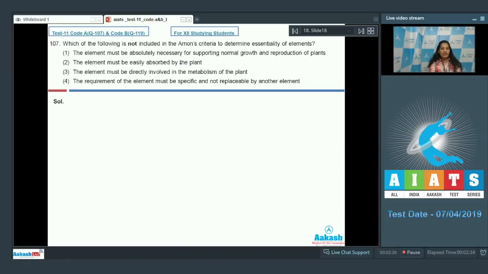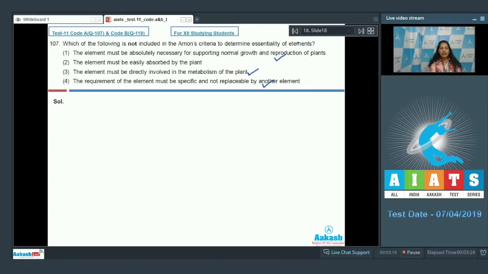See one by one. The first is the element must be absolutely necessary for supporting the normal growth and reproduction of plants. Yes, the element which is considered essential should support the normal growth as well as the vegetative and the sexual reproduction of plants. So this is correct. Third one, the element must be directly involved in the metabolism of the plant. It is also correct. Fourth, the requirement of the element must be specific. Yes, the requirement of that element must be specific, and the element should not be replaceable by another element. So this is also correct.